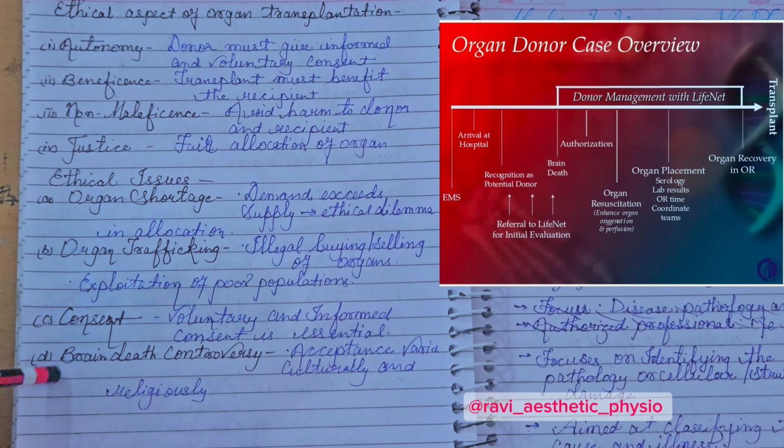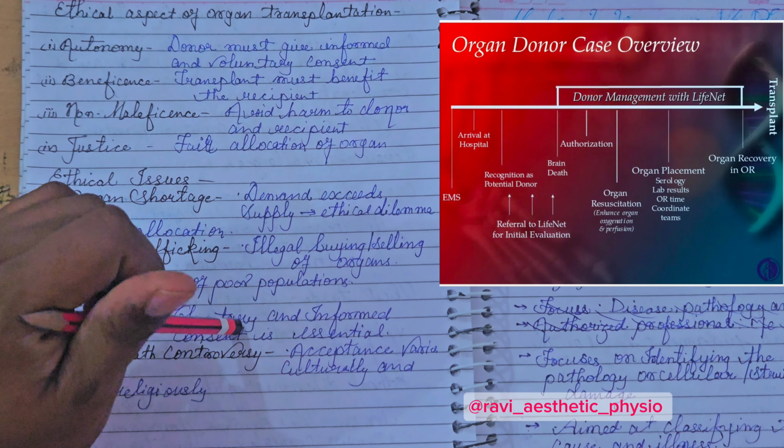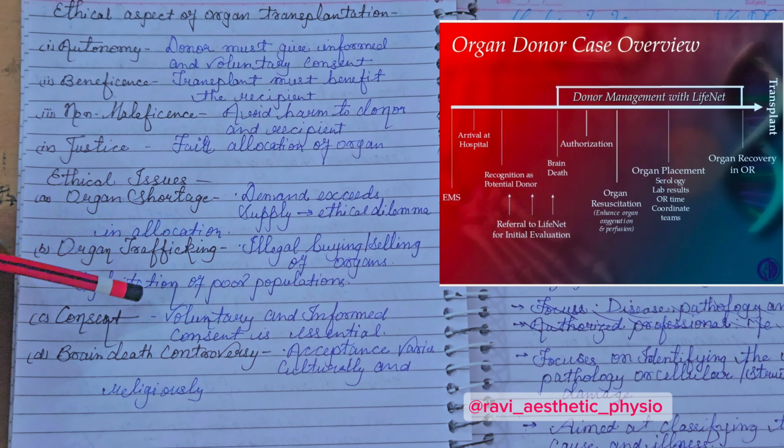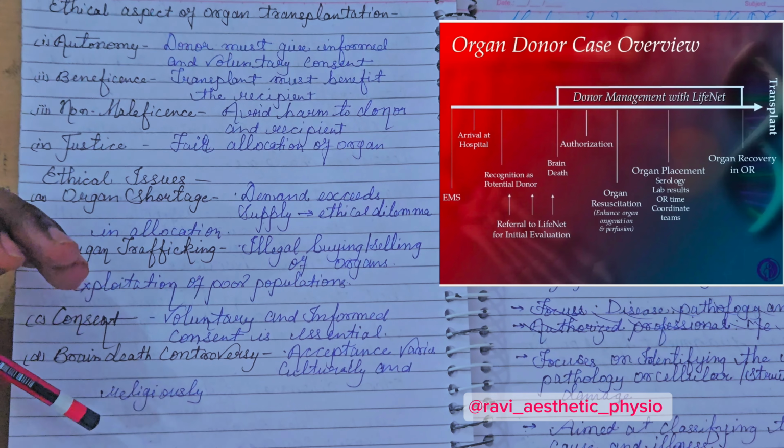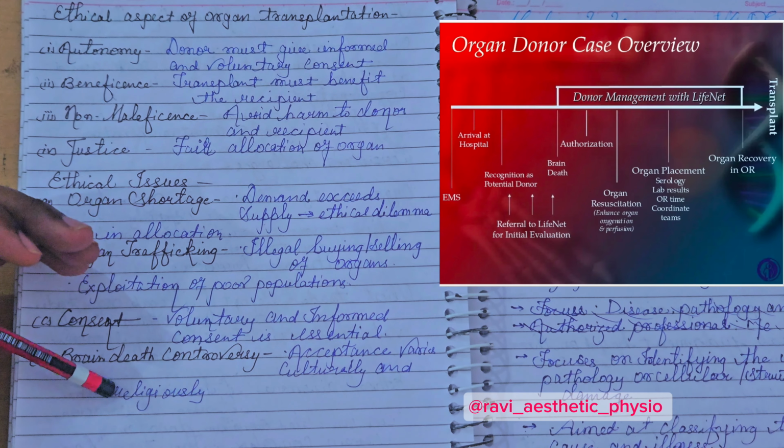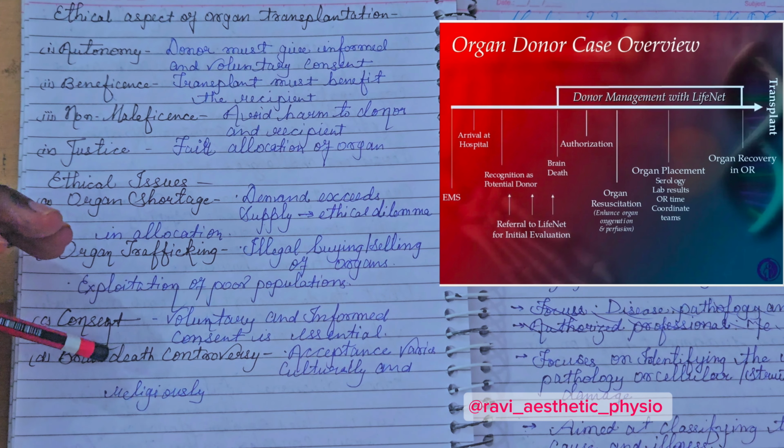Next is consent. Voluntary and informed consent is essential. If the patient dies and there is no guardian in attendance, it is very difficult to take consent. At that time, the signature of four doctors or a higher authority is mandatory, and that is an ethical issue.